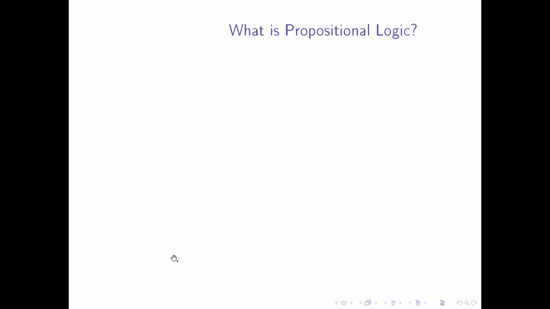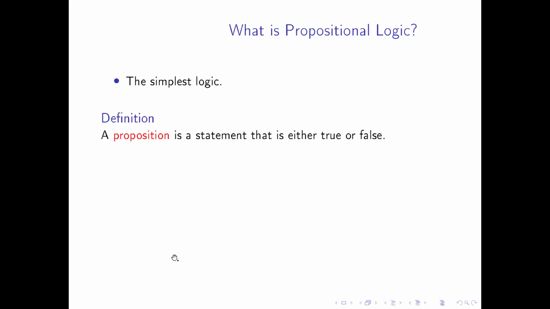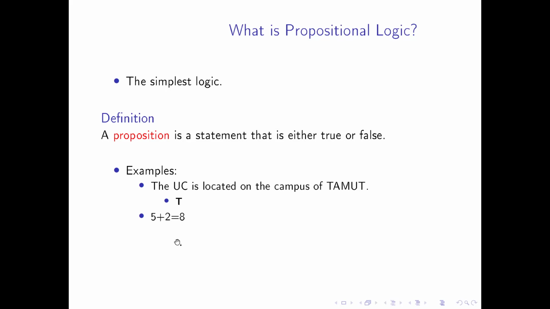We're going to start with what's called propositional logic. It's the easiest or simplest. A proposition, also called a statement, is something that's either true or false. For example, if I say the UC is located on the campus, that's either true or it's false. We can't say, well, maybe it's true, it depends. It is black or white, true or false. If I say 5 plus 2 equals 8, that is also false, because we know 5 plus 2 is 7. It's not 8. We can move on.